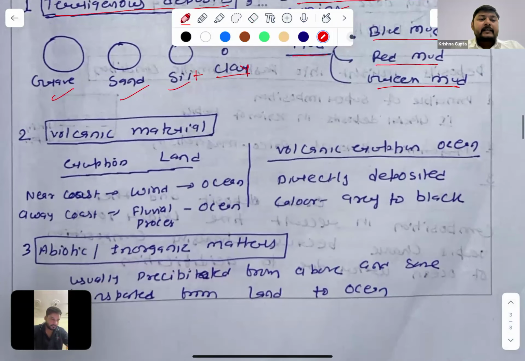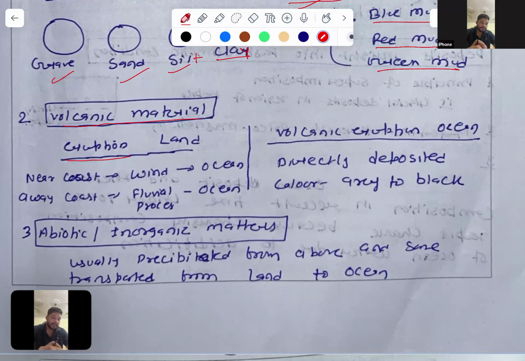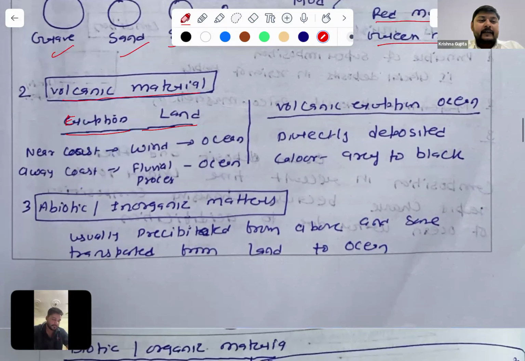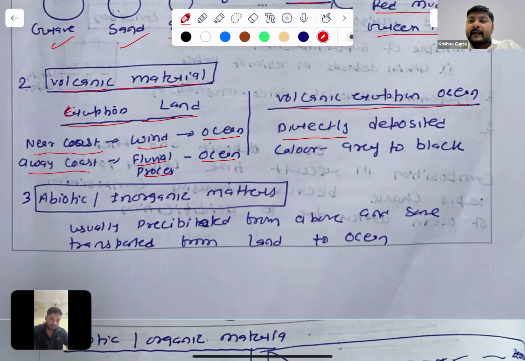Okay, so next is volcanic material. What is this? Eruption on land, and volcanic eruption in the ocean. Okay, eruption on land: near the coast, wind; in oceans away from the coast, fluvial processes. So for volcanic eruption in the ocean, it is directly deposited, color gray to black.